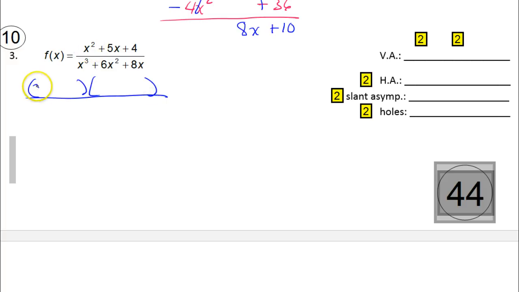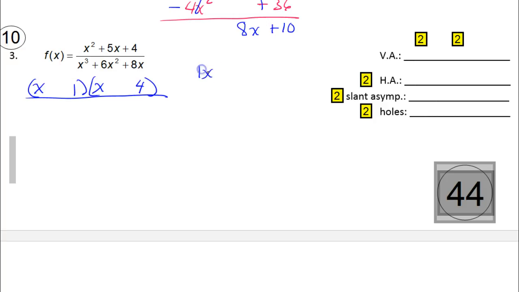X squared can only factor as x times x. 4 is either going to be 2 times 2 or 4 times 1. Looking at the middle of 5, I'm going to go with 1 times 4. I know that inner plus outer must equal the middle.